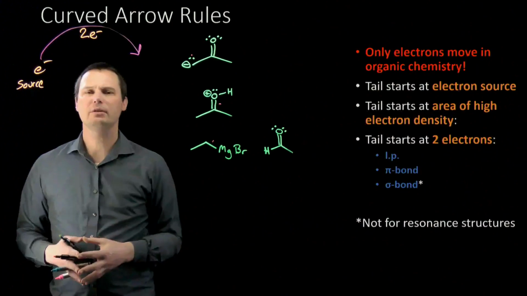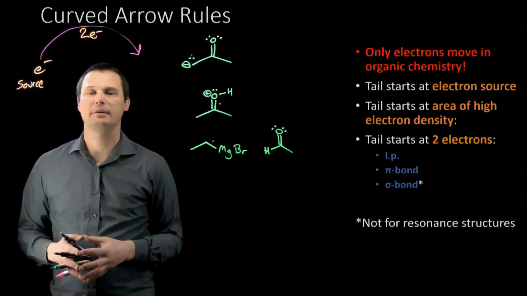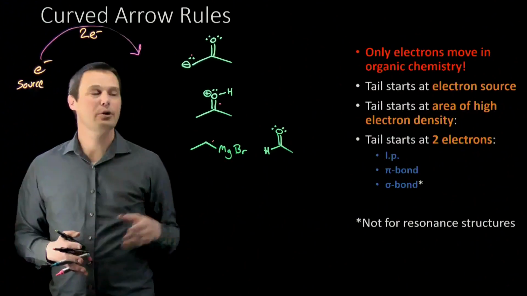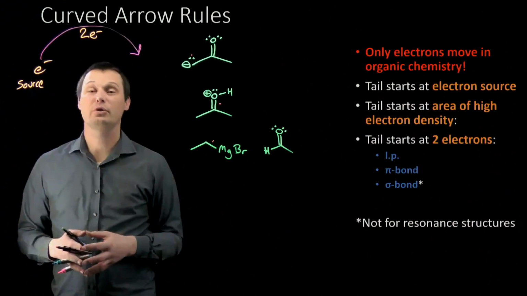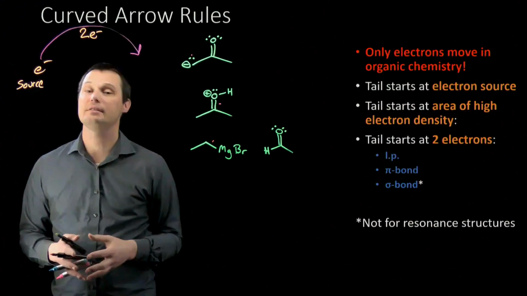It's not the best place to look for excess electron density, but it is a valid place to start an arrow, with the caveat noted below that we can never start an arrow at a single bond if we are drawing resonance contributors. If you're just learning resonance, I have an entire playlist on resonance in the description down below.